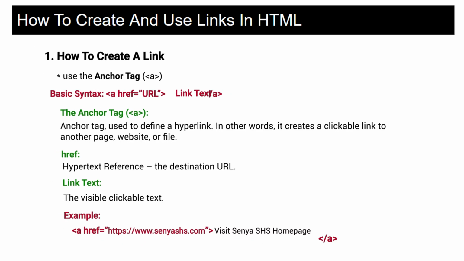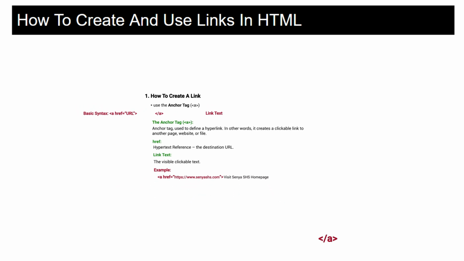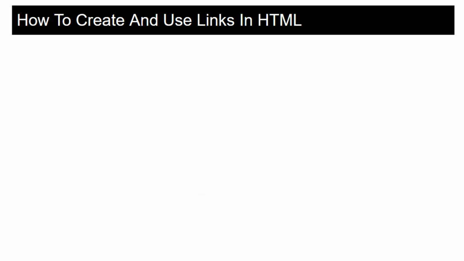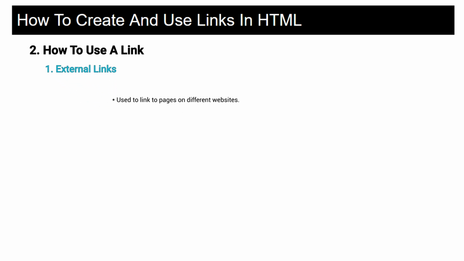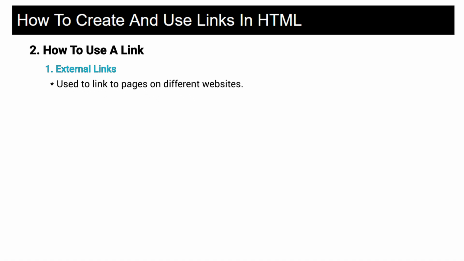So now that we know the syntax and how we can create, let's also take a look at how we can use links. There are diverse ways to use links in HTML projects. Let's explore the different ways you can use links in your HTML project based on your needs. The first one is external links. External links are used to link to pages on different websites.